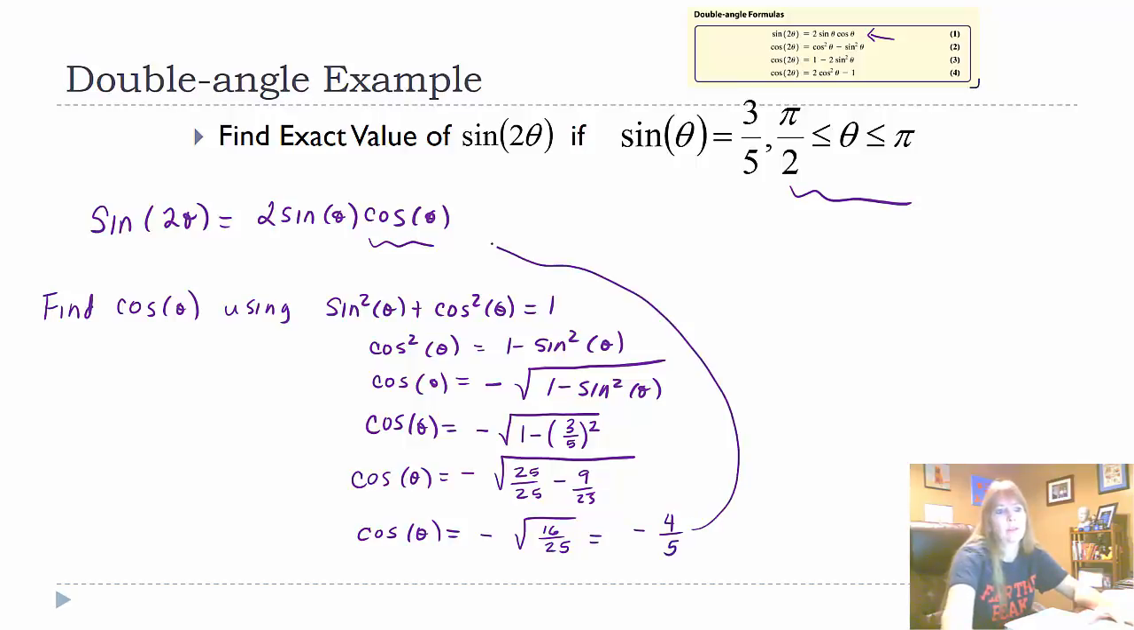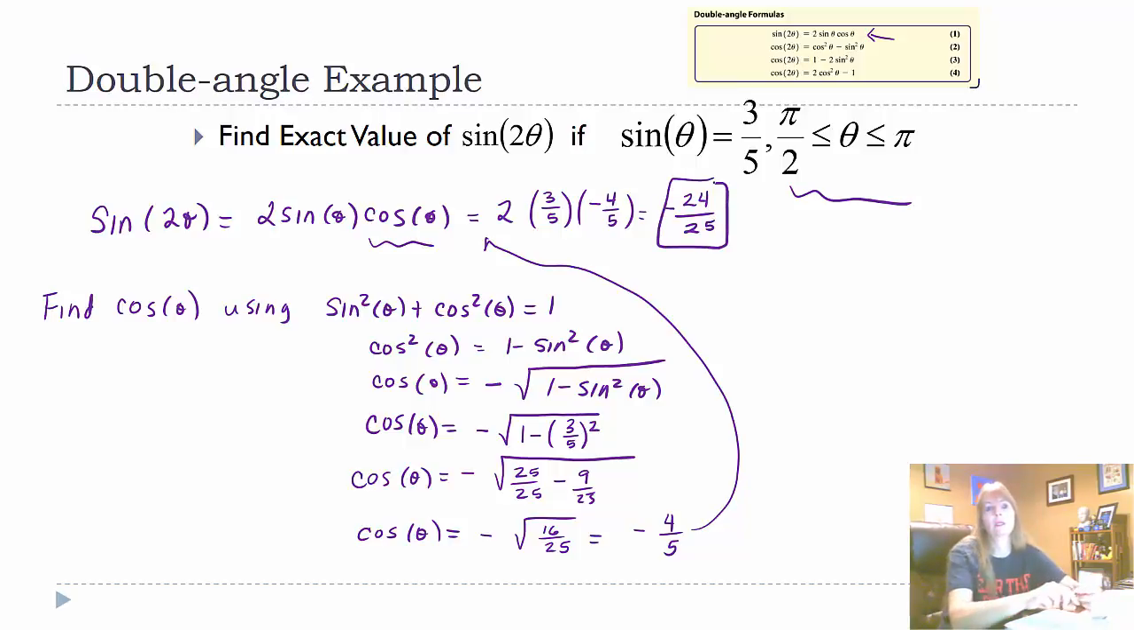So now all we have to do is go back here and put 2 times the sine, which is 3/5, and the cosine, which is negative 4/5. And if I multiply all that out, I get 2 times 3 is 6, 6 times 4 is 24, and that's negative 24 over 25. All right, so that's using the sine double angle formula. We'll continue next with more examples.